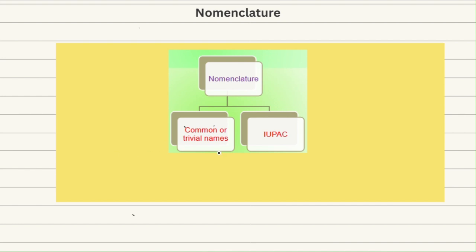Common names are usually derived from the source from which they are extracted. In olden days, when some organic molecules were extracted from a certain compound, the name usually depended on that source. For example, formica means the compound present in the ant sting, so it's nothing but formic acid. And acetic acid is the one present in vinegar. These are the common names.